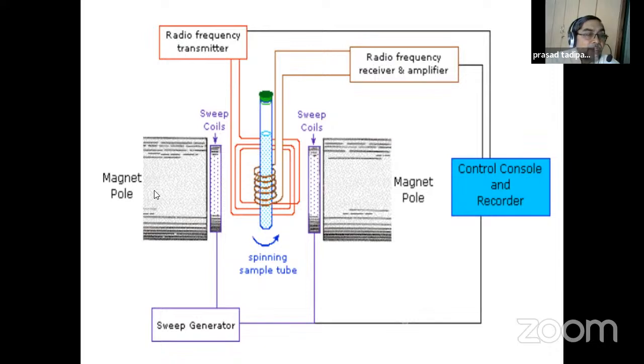And here you have the magnetic poles. These are the two strong magnetic poles, and these are the sweep coils. The entire thing is controlled by a console and recorder. You have a computer control, and you have recording, and for a chart also, that means for a graph or for storing, you need a computer.